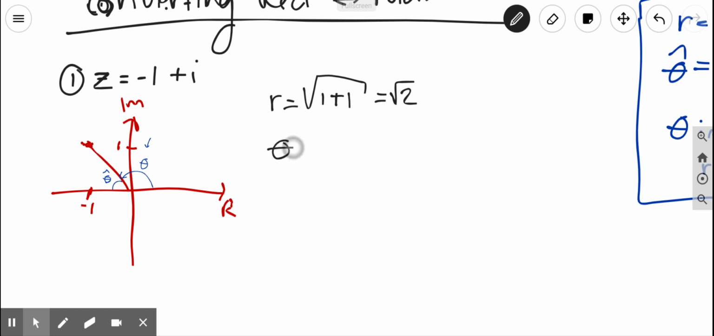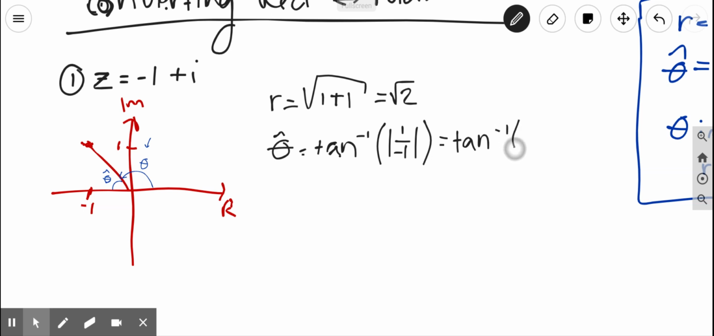Now, theta hat is going to be the inverse tangent of the absolute value of b over a. So I'm going to write it all down. Usually I skip that step. So 1 over -1 is -1, but then if you take the absolute value of that, it's just 1. So this is the inverse tangent of 1, which if you want, you can get your calculator to calculate, but you don't have to. This should be 45 degrees or pi over 4, whichever one you prefer. I tend to like my radians better, but for this one, I'll do it in degrees.